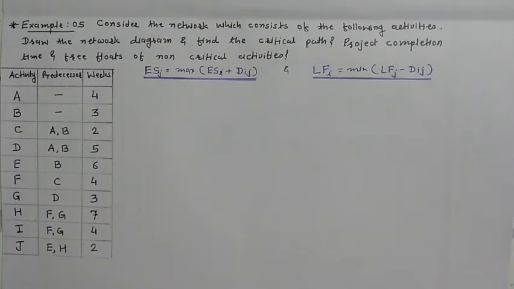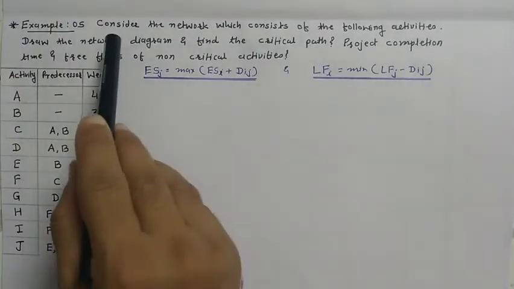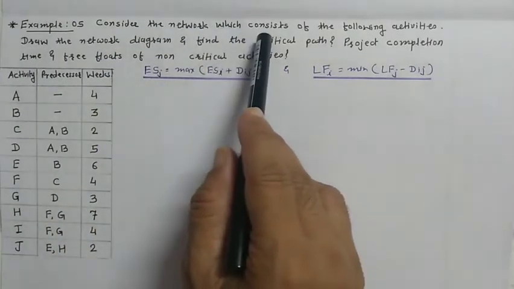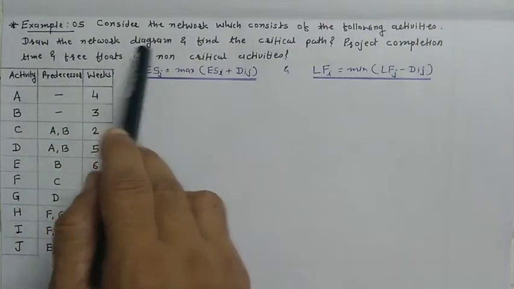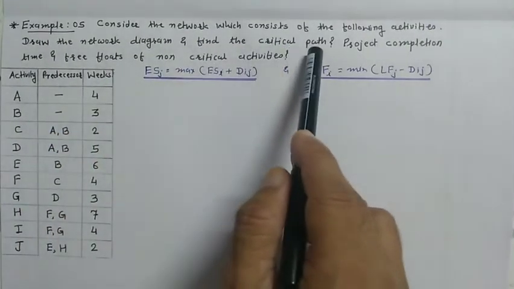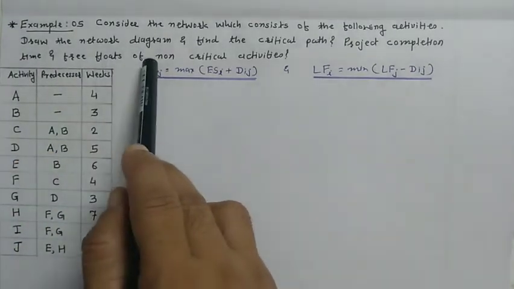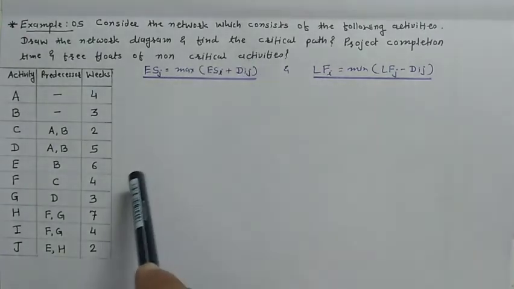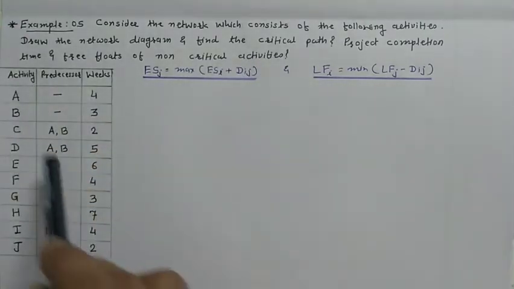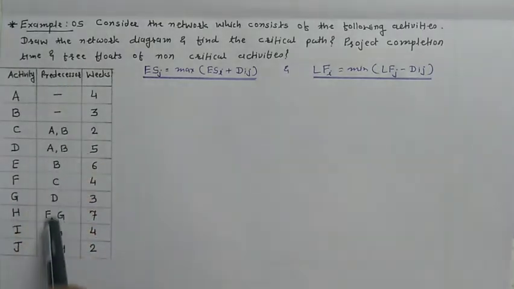This is the lecture series of Operation Research subject, in which this is lecture number 7 and example number 5. Consider the network which consists of the following activities. Draw the network diagram and find the critical path, project completion time and free floats of non-critical activities. And here in the data there are activity, predecessors and weeks mentioned.